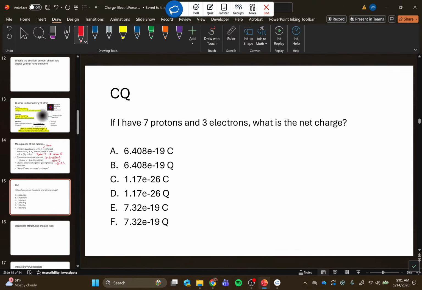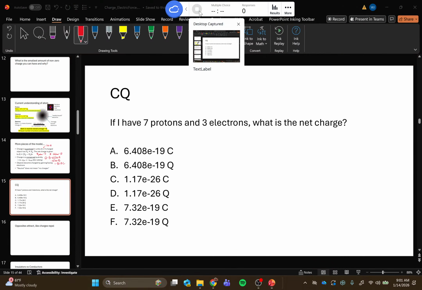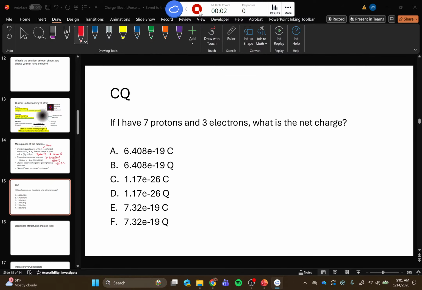Okay, great. Try it out. And you could make up this equation yourself, really. It's not a profound equation. If you have 7 protons, 3 electrons, what's the net charge? Answer A is 6.408 times 10 to the minus 19 C. B is 6.408 e to the minus 19 Q. C is 1.17 e to the minus 26 C. D is 1.17 e to the minus 26 Q. E is 7.32 e to the minus 19 C. F is 7.32 e to the minus 19 Q.